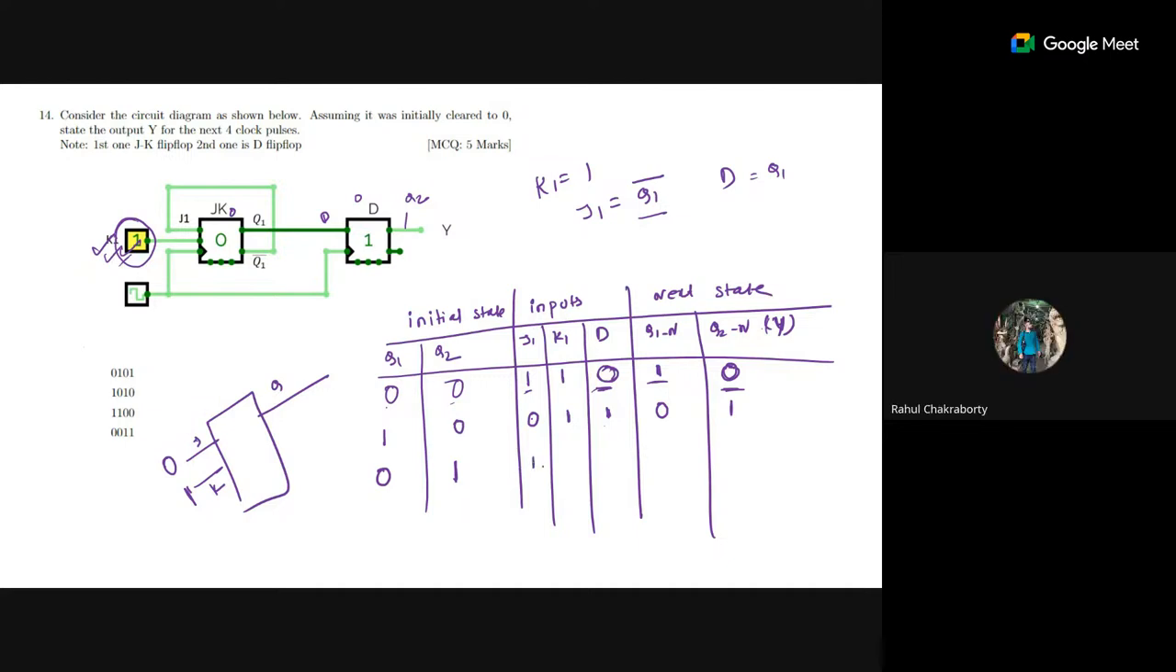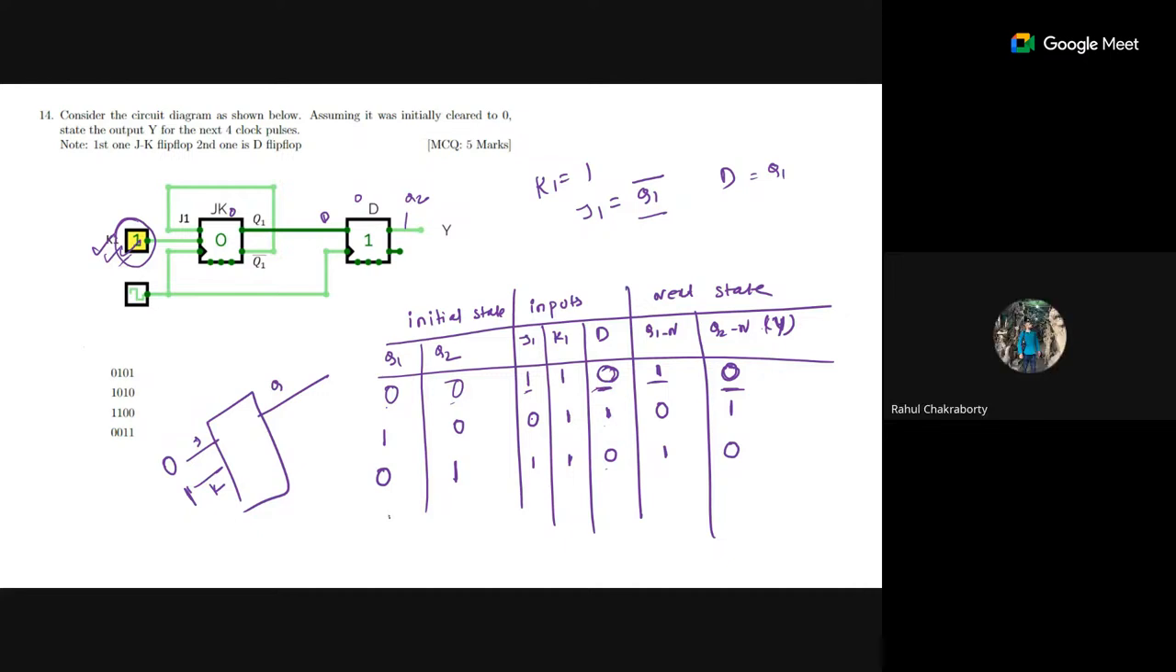K is constant, given, no? 1 1. Now 1 1 is going to give me the toggle state. D will be what? The Q1, 0. Now 0 1 will again become 1 in the Q1 next. This will be 1. And what is Q2? 0. Why? Copy, because D is 0, right? It is copied.